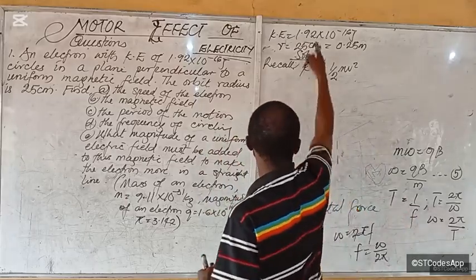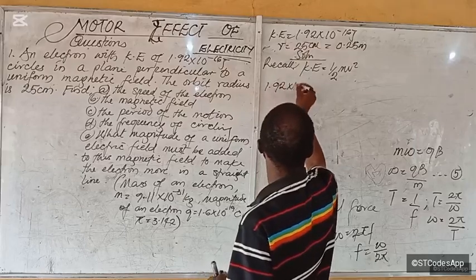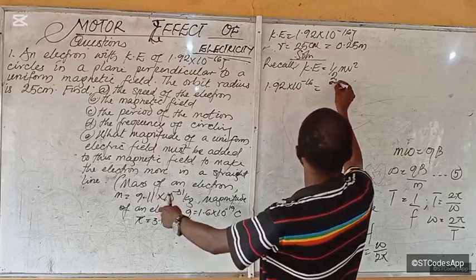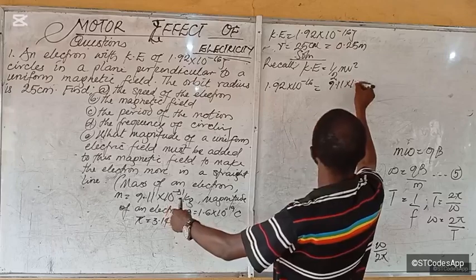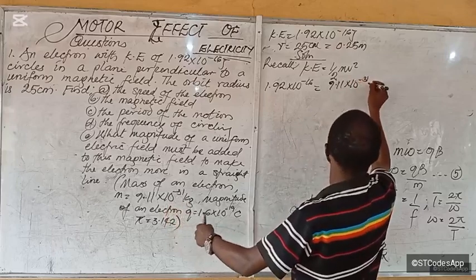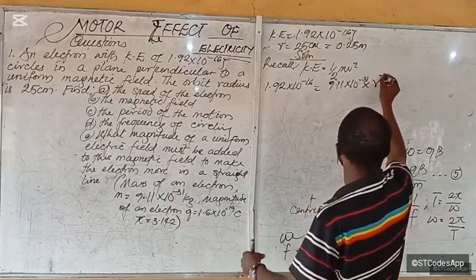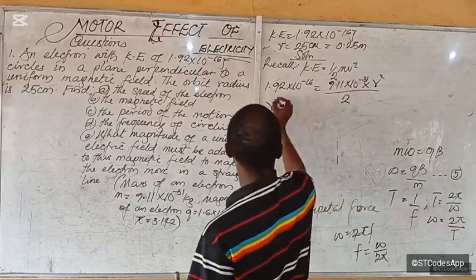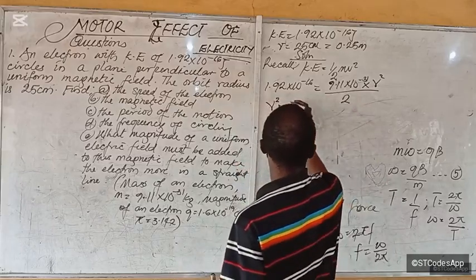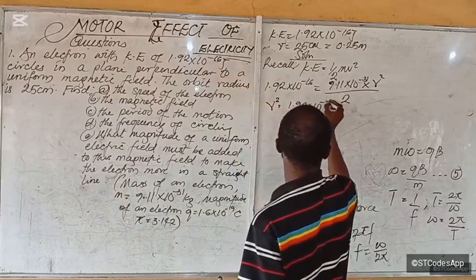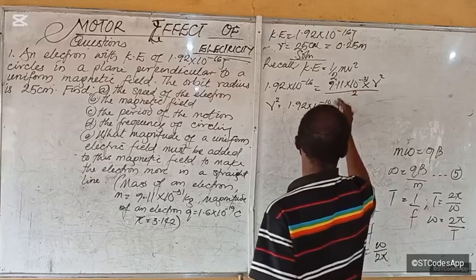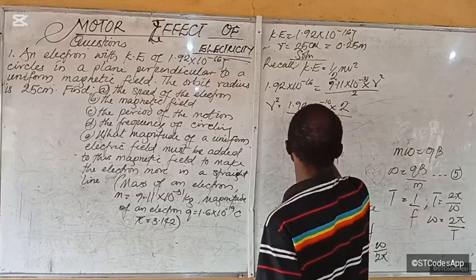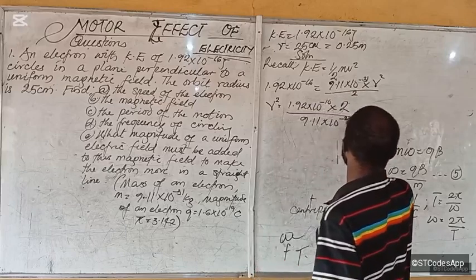You just say that kinetic energy, which is 1.92 times 10 to the power minus 16, is equal to m, which is 9.11 times 10 to the power minus 31, times v squared, which is what we're looking for, over 2. You cross multiply, and then your v squared will now be equal to 1.92 times 10 to the power minus 16 times 2, all divided by 9.11 times 10 to the power minus 31.